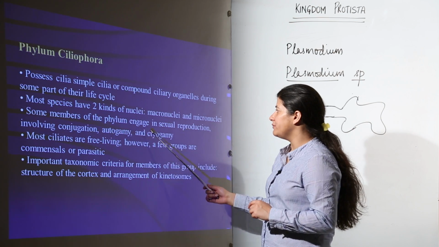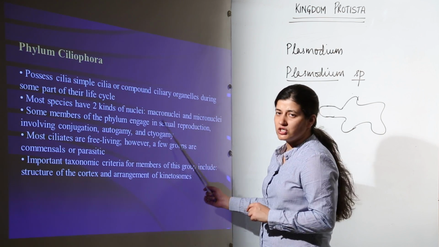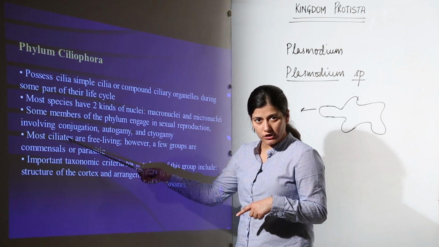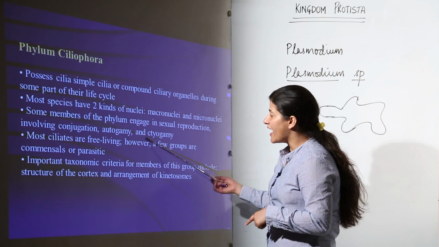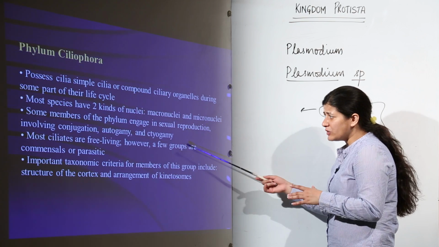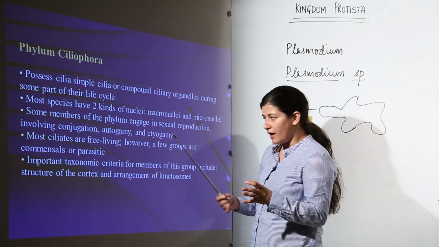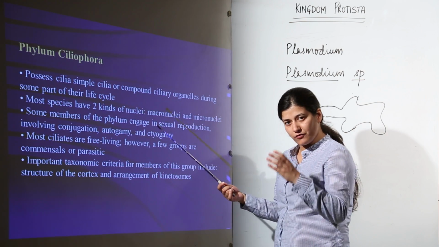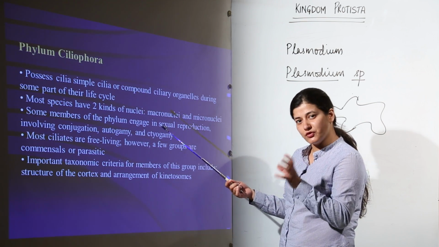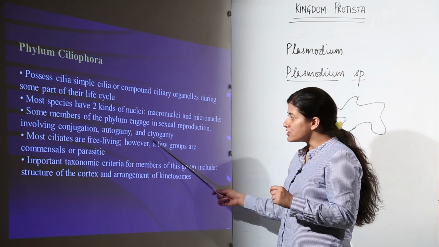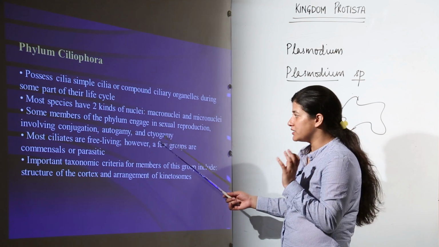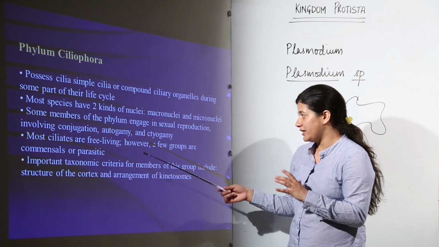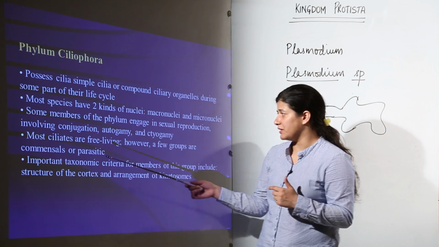Some members of the phylum engage in sexual reproduction, and how does that sexual reproduction take place? It takes place by conjugation, or there could be autogamy and cytogamy. Now, the word gamy refers to fusion of gametes. Autogamy means inside the cell there would be formation of gametes, and those gametes would fuse and form an individual, and in case of cytogamy, two cells would unite, and there won't be any gamete formation properly. The entire cell can act as a gamete.